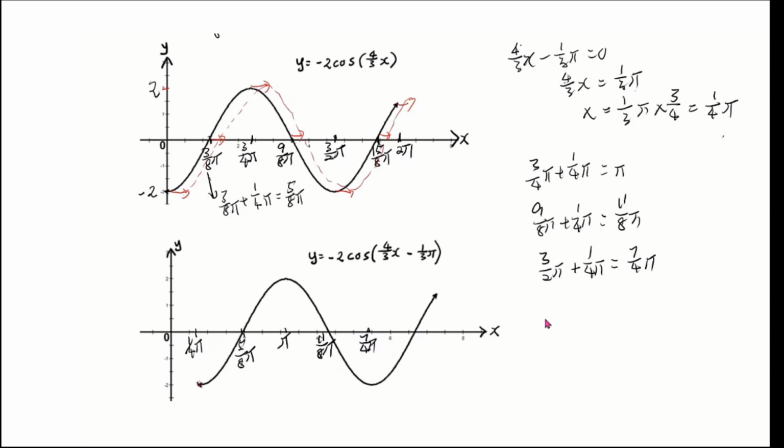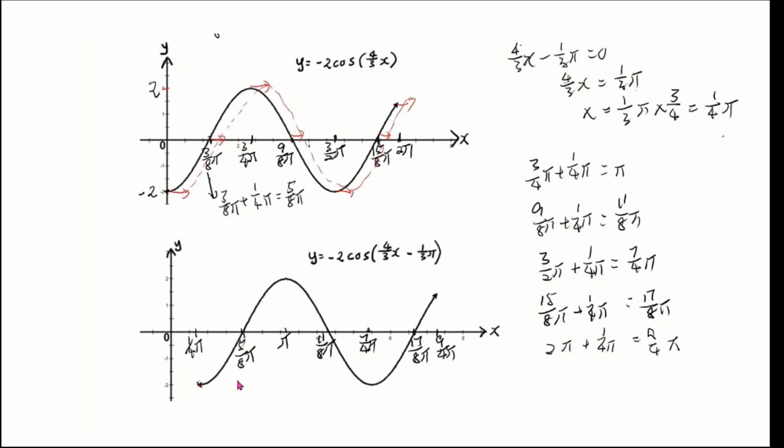Next, for the x-intercept, before shifting it is 15 over 8 pi. After shifting, we will get 17 over 8 pi. So this one is 17 over 8 pi. Then the last value before shifting is 2 pi. After shifting means 2 pi plus 1 over 4 pi. It is 9 over 4 pi. So we label here 9 over 4 pi.